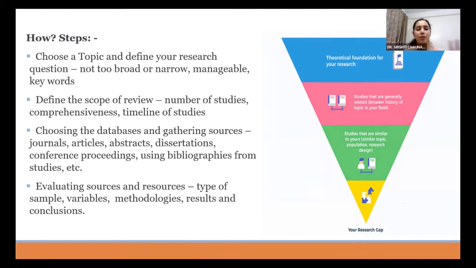तो इस तरह से हम tabular format में लिख सकते हैं. So basically आपका review has to be very comprehensive, right? It should include all the major aspects. Then again, the next thing is choosing the databases and gathering sources. Basically, the idea is that review of literature has to be very good quality.